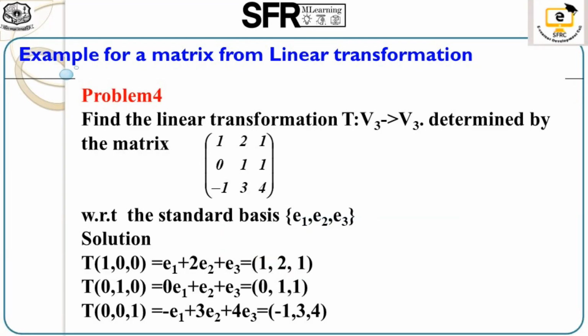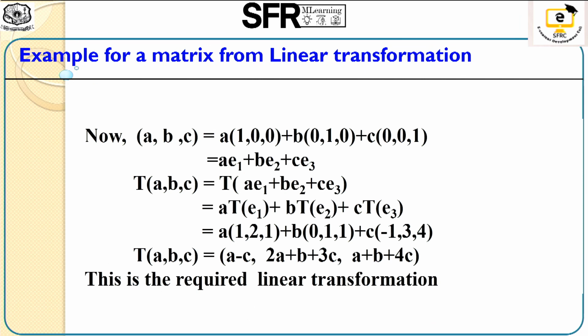In this problem, only the matrix is given, and you have to find the transformation. For this matrix, this is the final required transformation: T of (A, B, C) equals (A minus C, 2A plus B plus 3C, A plus B plus 4C).